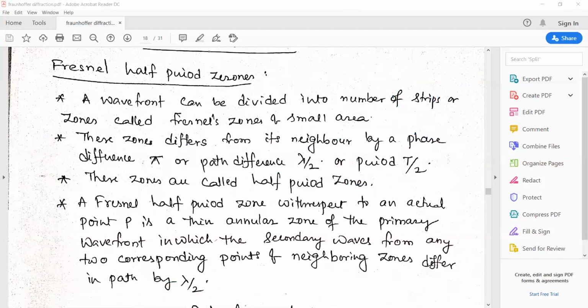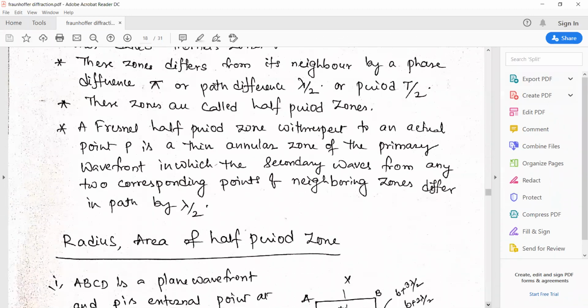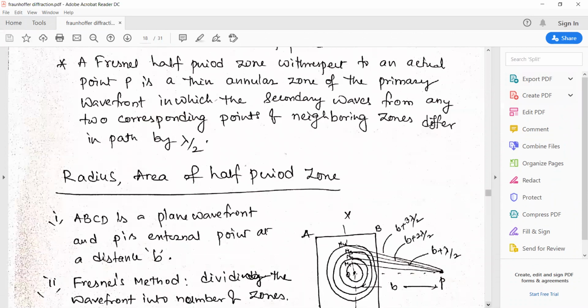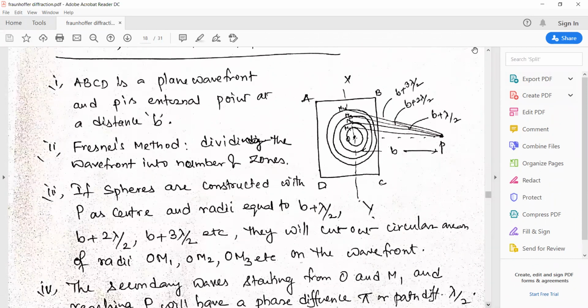Now, since it is an annular zone, they will have a radius and area. I want to find the radius of the Fresnel half-period zones and the area of the Fresnel half-period zones. So I want to find the radius of the first half-period zone and the area of the first half-period zone. Similarly, the area of the second half-period zone, and similarly I want to find the nth half-period zone radius and area.